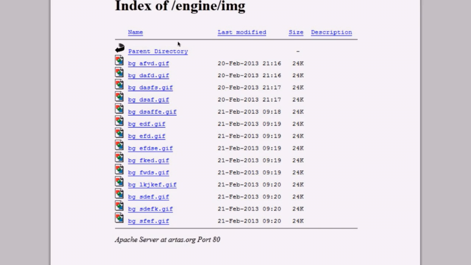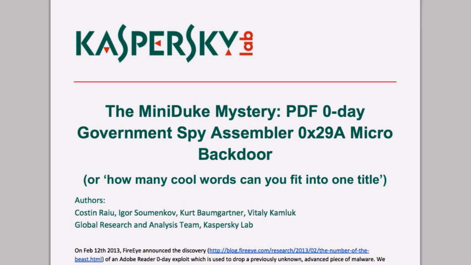If you look at the very top of the PDF, the title was amazing. The title is The MiniDuke Mystery, PDF Zero-Day Government Spy Assembler 029A Micro Backdoor. Best title ever. And then as a subtitle, it's like, how many cool words can you fit into one title? They're just being honest. Yeah, it was awesome. Look at Kaspersky being funny. Wow, that is an extremely fascinating one.